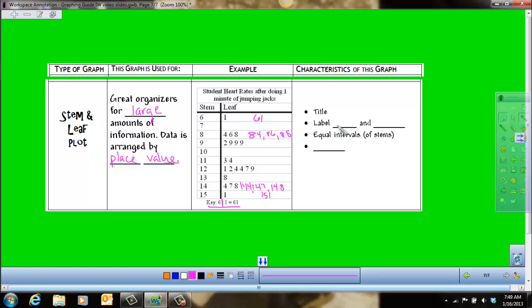Again, you need a title. You need to label your stem and your leaf. So right here you label your stem and you always label your leaves. And then you also need a key. So just like this key down here, they have the 6 with the line and 1 is 61. Always have a key.